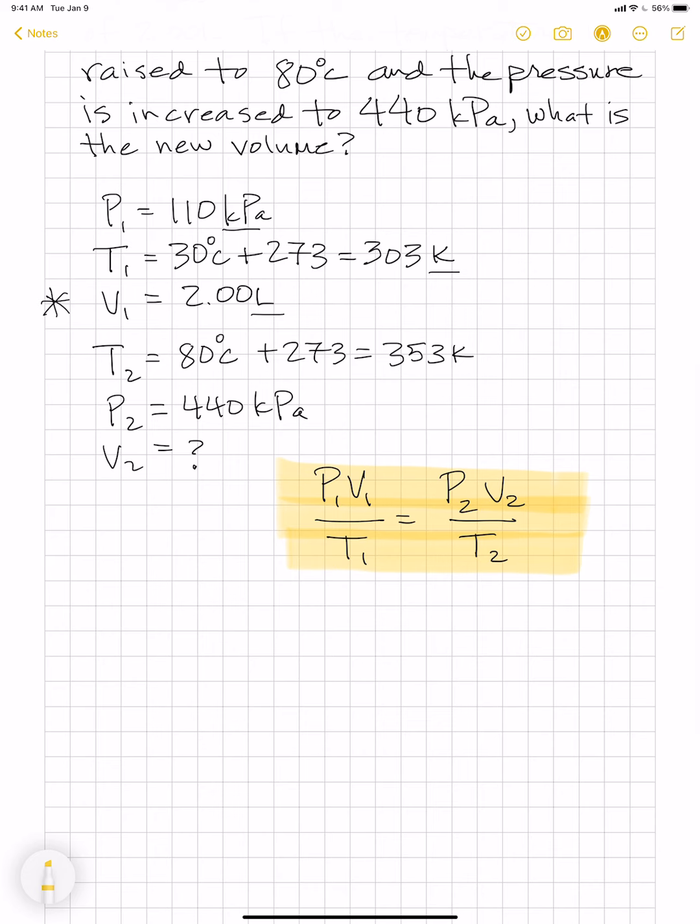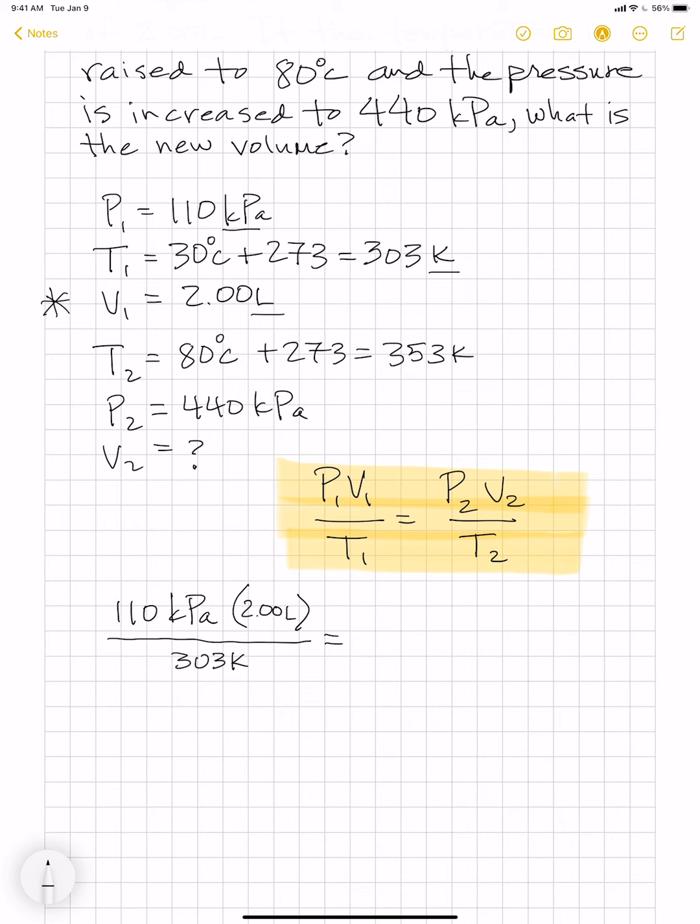So here we go. I'm going to go slow. So I've got, let's change this, I've got 110 kilopascal times V1, which is 2.00 liters, over 303 Kelvin. Okay, now take a second and make sure that that works for you. P1 is 110, V1 is 2, and T1 is 303 Kelvin.